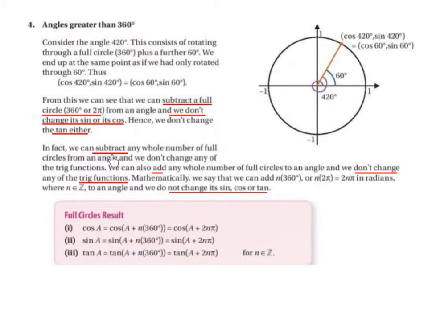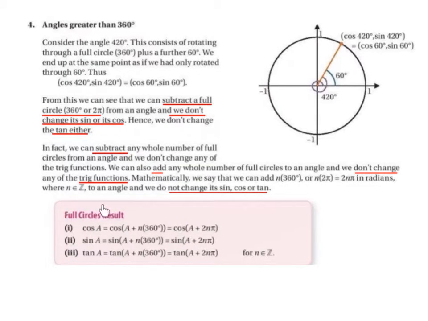In fact, we can subtract any whole number of full circles from an angle, and we don't change any of the trig functions. We can also add any whole number of full circles to an angle, and we don't change any of the trig functions. Mathematically, we say that we can add n times 360 degrees, or n times 2 pi, which is the same thing as 2n pi in radians, where n is an element of Z, where n is an integer, a positive or negative whole number, to an angle, and we do not change its sine, cos, or tan.